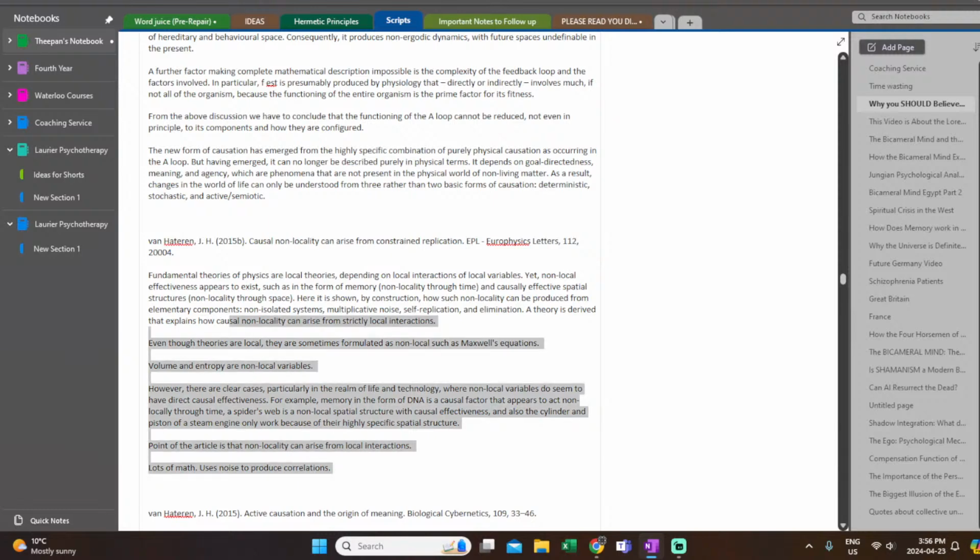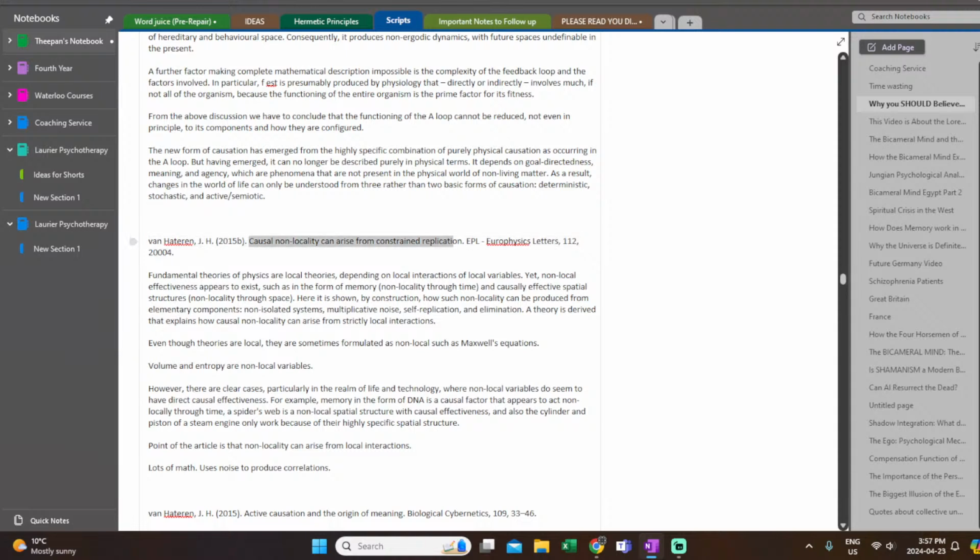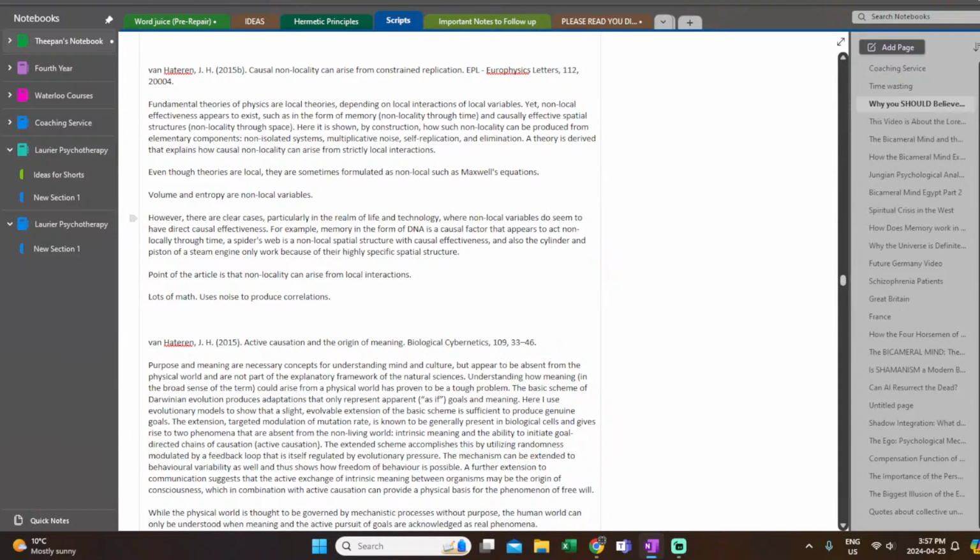This paper we're gonna skip because it's related. It explains how non-locality can arise from locality, which is cool, but it's mathematically related to what we've been talking about, and it's just basically a different topic in a way.